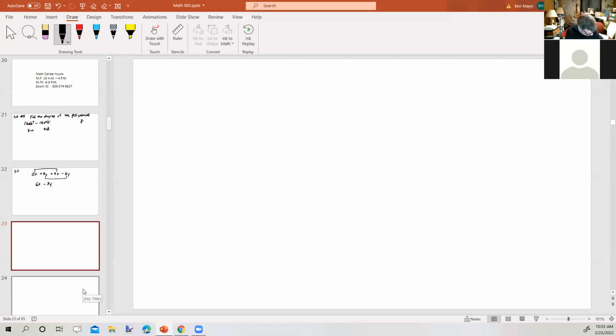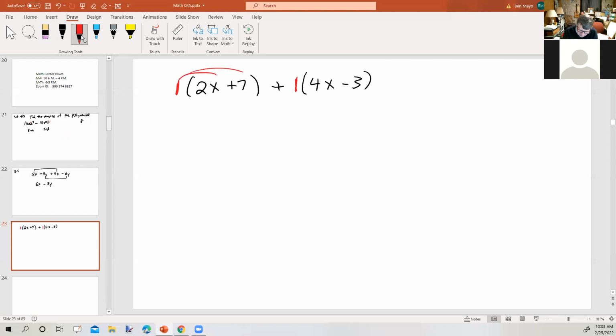Let's say, for instance, we had the following: the quantity 2x plus 7 plus the quantity 4x minus 3. So we are, in fact, adding two binomials. Now, when there's nothing in front of a set of parentheses, it's as if there's an implied 1. Same thing here. But taking 1 times what's inside, basically you would get what's inside, but without the grouping symbols.